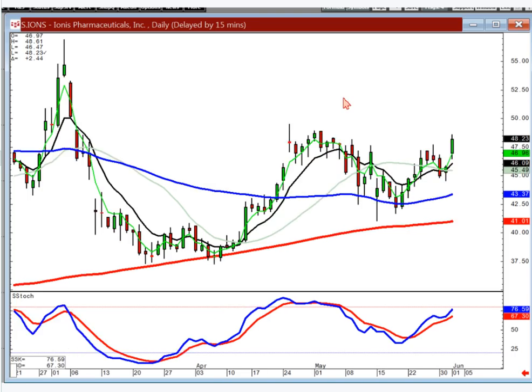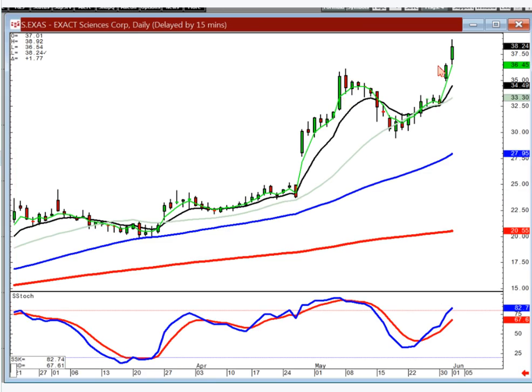EXAS was one that was coming off the kicker signal, breaking through this level. Wave one, wave two, high probability wave three will take you to $45.